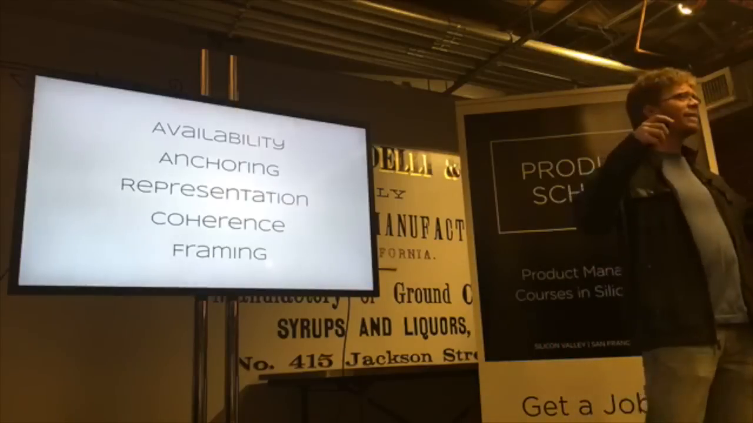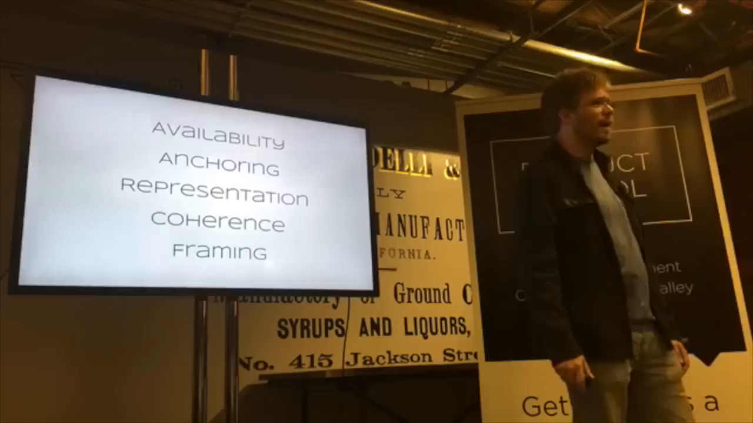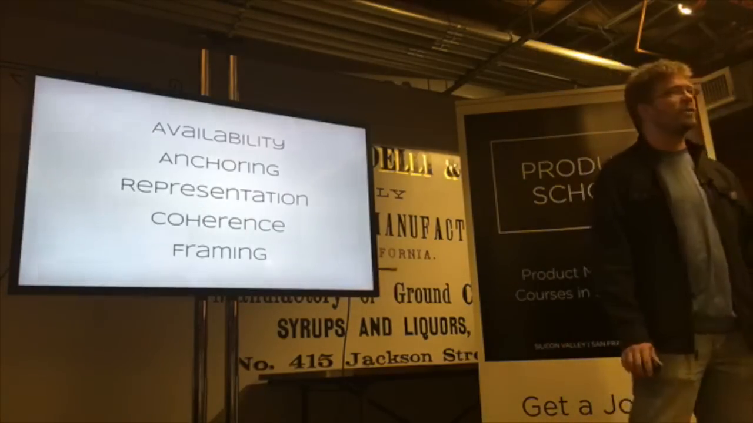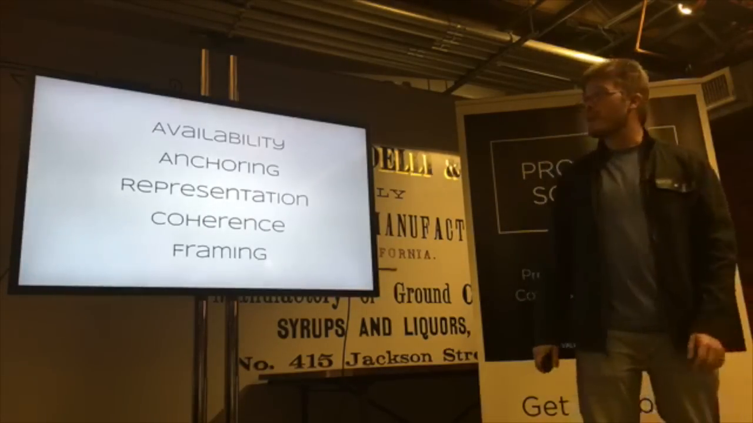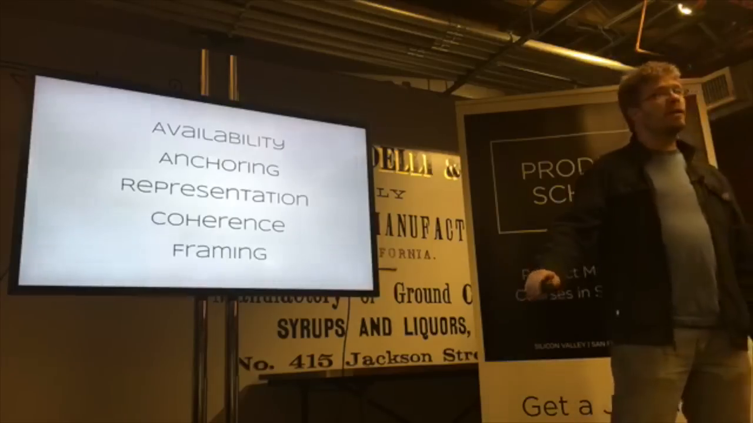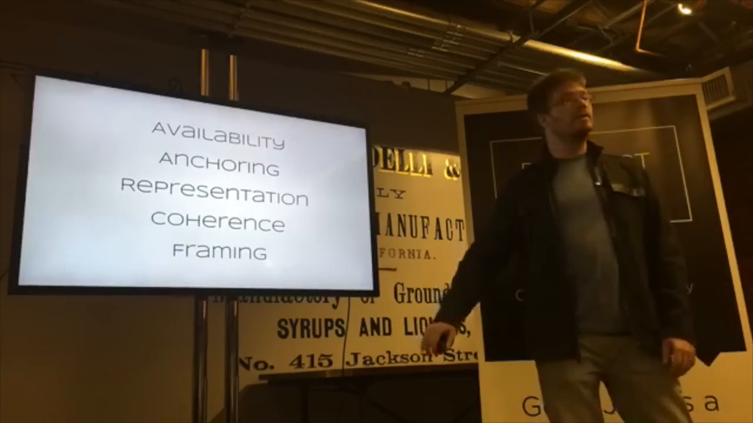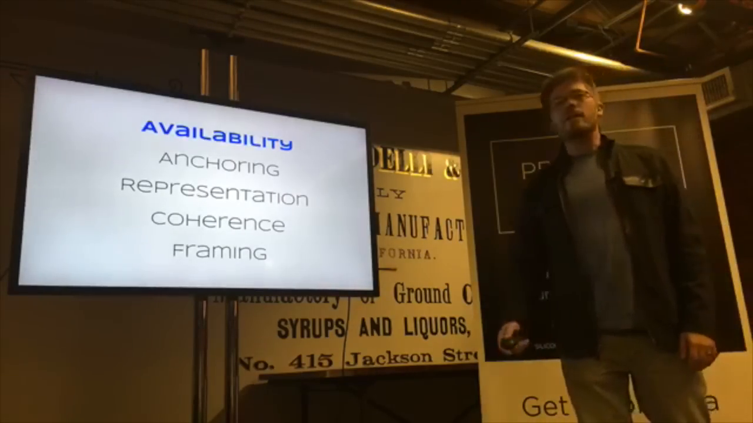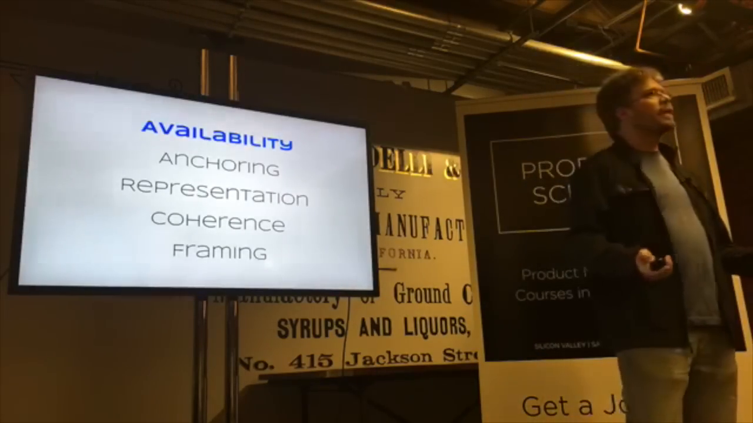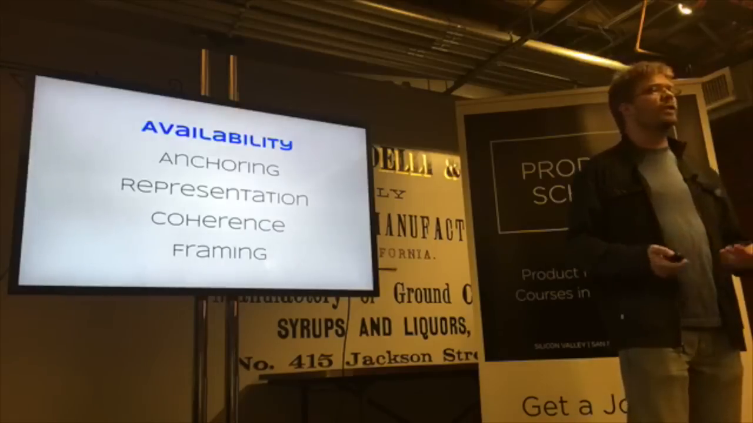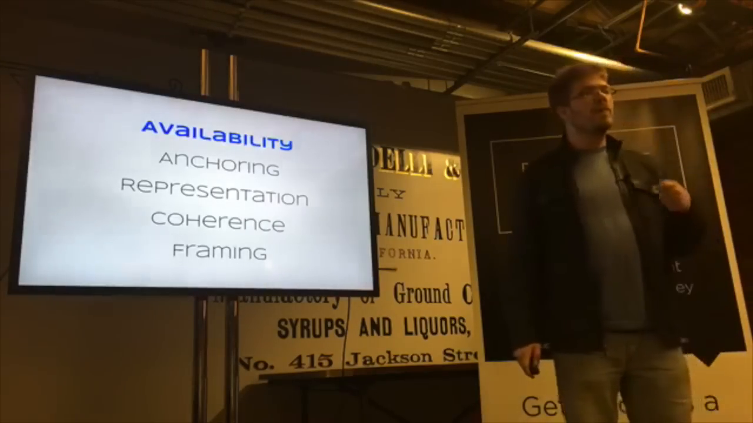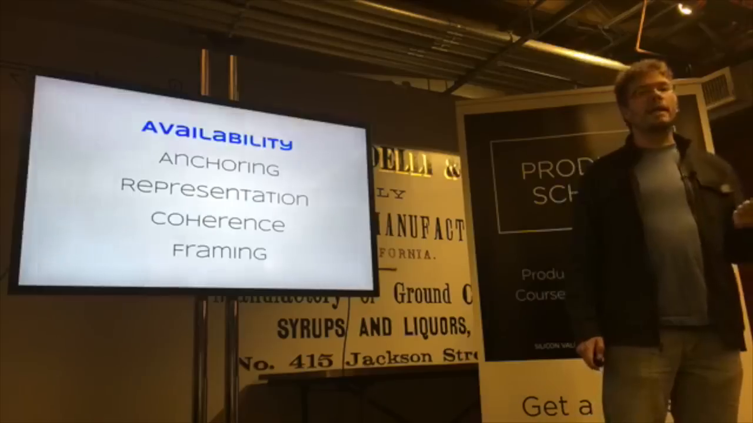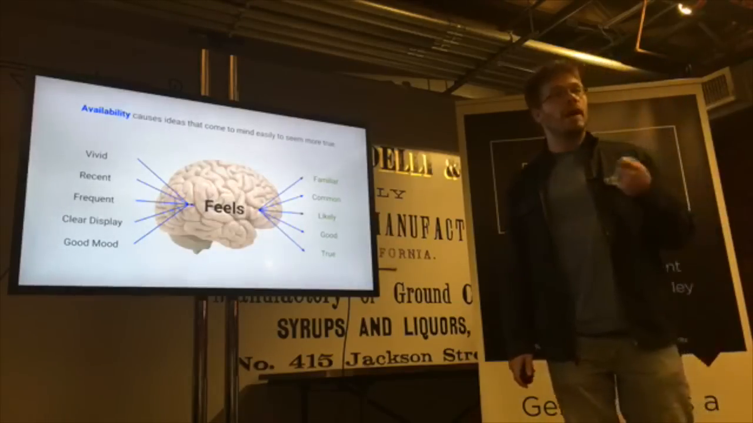There's obviously an effectively infinite list of cognitive biases that we could be talking about. For the purposes of today and trying to construct persuasive arguments, there's five that I'm going to be focusing on: availability, anchoring, representation, coherence, and framing. So availability is, roughly speaking, how easy is it for you to conceive of an idea? The easier it is for you to picture something, the more it is likely to seem true when you try and imagine it.